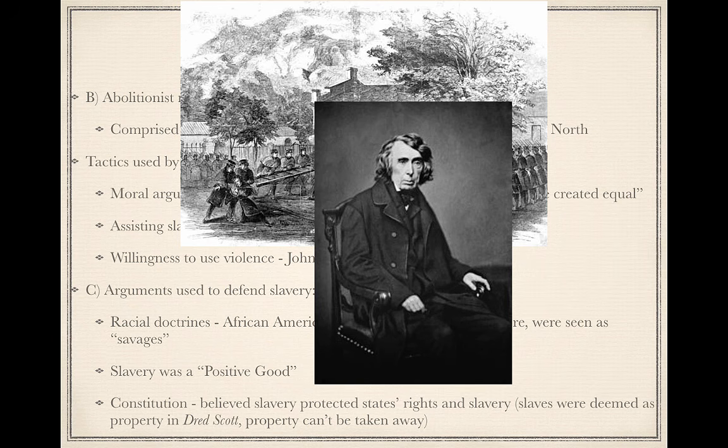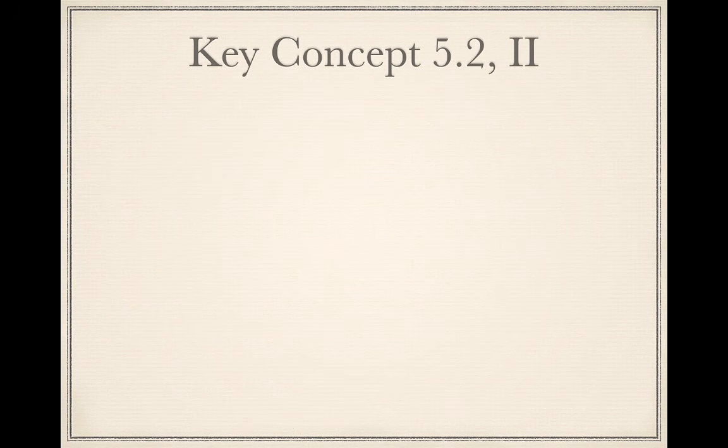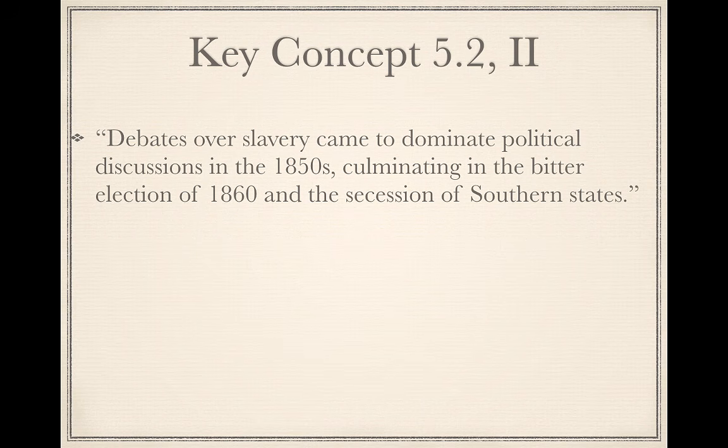And the Supreme Court in the court case Dred Scott versus Sanford, which we'll talk about in just a moment, stated that property couldn't be taken away without due process, and slaves were therefore deemed property. So the South argued that slavery was upheld and protected by the Constitution and through states' rights. Okay, Roman numeral 2 states that debates over slavery came to dominate political discussions in the 1850s, and this culminated in the bitter election of 1860 and the secession of southern states.